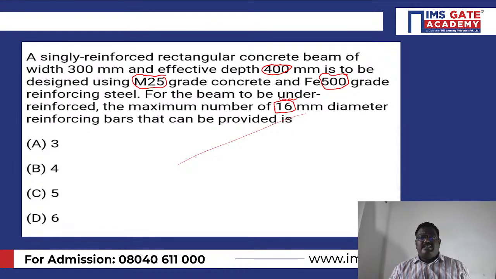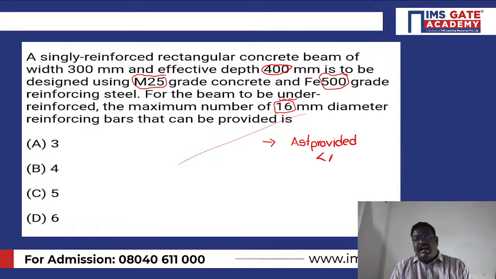My dear students, I just want to explain some important concepts here. For any beam to be under reinforced, the amount of steel provided is less than the amount of steel required to balance the section. When the amount of steel provided is less than the amount of steel required to balance the section, that section is said to be under reinforced.